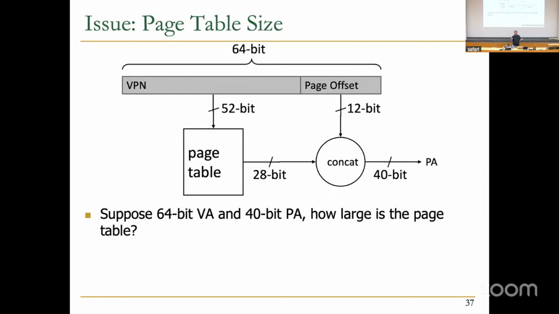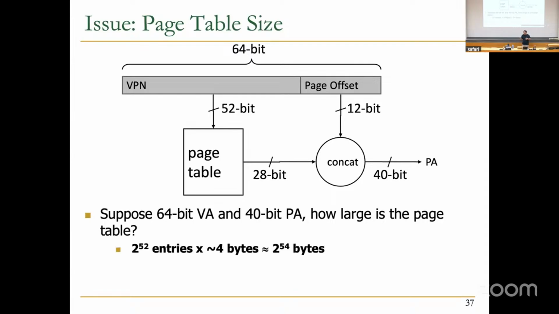You need to somehow support translation for each one of the virtual addresses that can be stored in a 64-bit virtual address space. Then how large would the page table be in this scenario if we store it as a contiguous array? Let's say that the page table stores 4 kilobyte pages. Does anyone have any idea? So you would need to look up every single virtual page number.